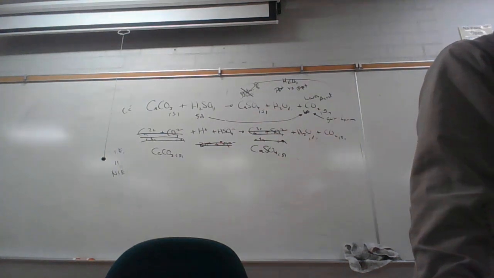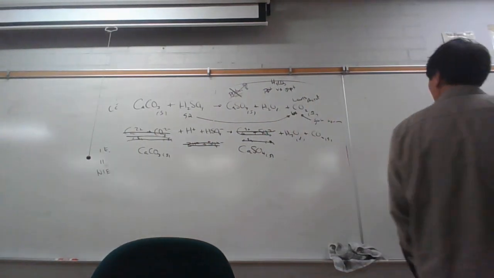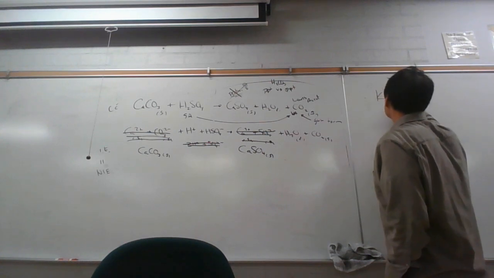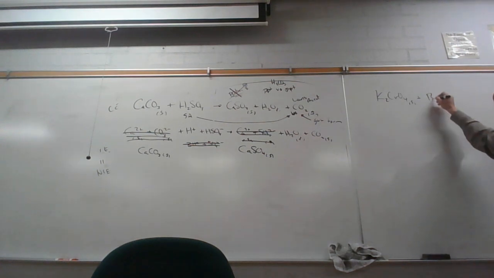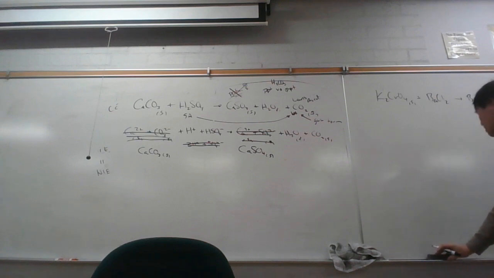Did somebody get number 2? Oh, you got number 2, Tristan? What did you get? K2CrO4 solid, plus BaCl2, that's aqueous. Okay, I'll just leave it blank. Goes to BaCrO4 solid, and then 2 KCl's.